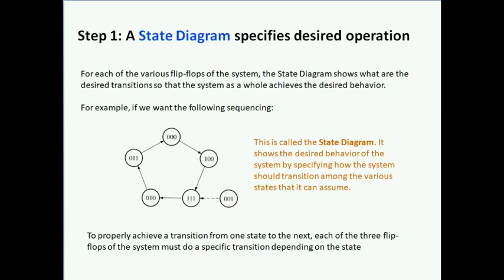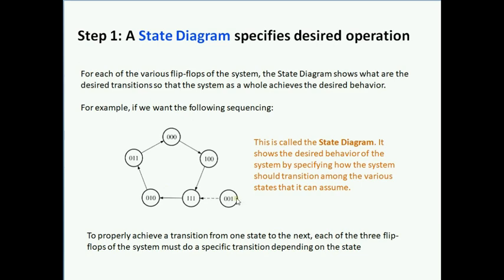So in such a design, the first step is always a state diagram that specifies the desired operation. So over here, you see a state diagram that shows how we would like this counter to behave. It counts from 000 to 100, 111, 010, and 011. So not really a regular counting sequence.